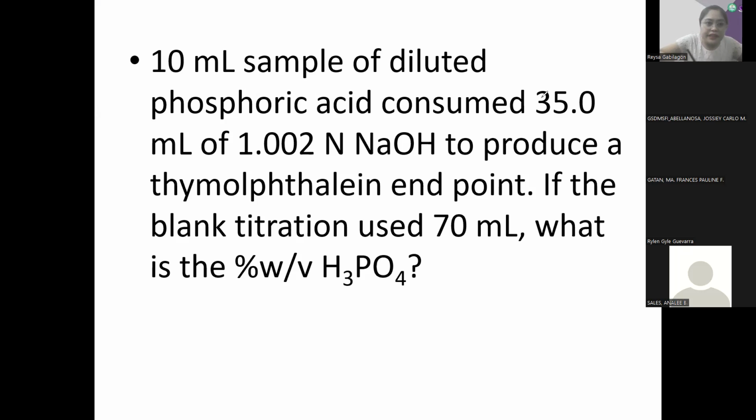So if you're going to identify the given, wait lang. Why? Give me the USB port.